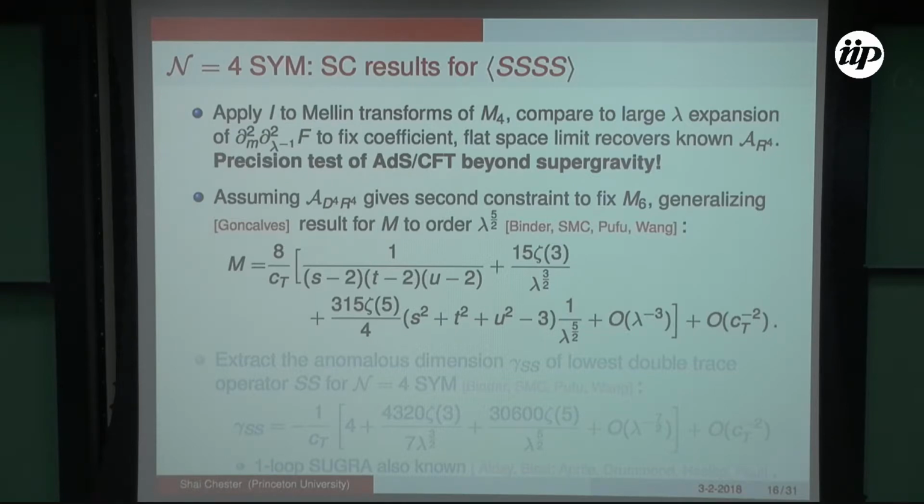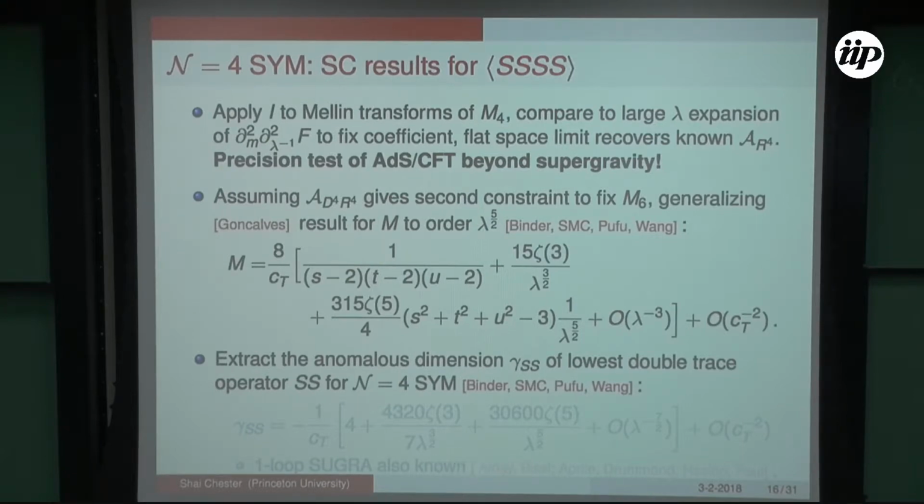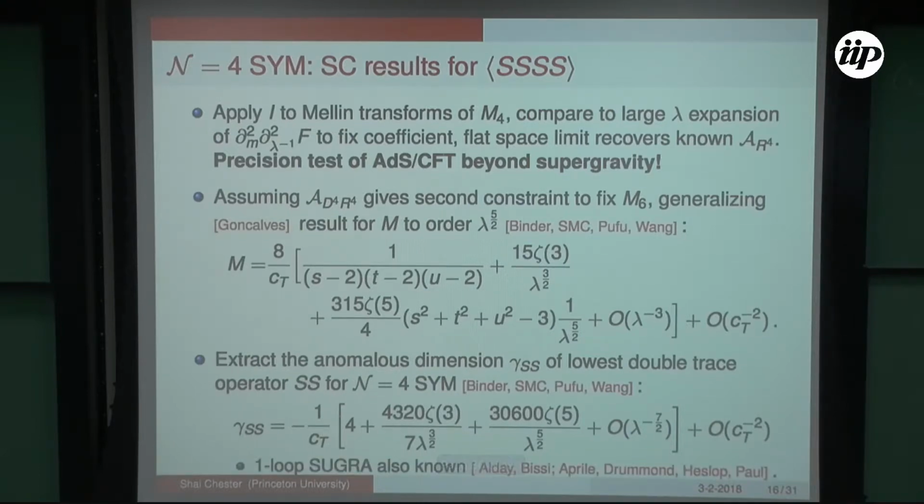This is the Mellin transform of SSSS. The first term is tree level, so it's proportional to 1 over C_T. This is the zeta of 3 term. And then this is the full zeta of 5 term, obtained by using both localization and the known answer. Great. In particular, you can extract the anomalous dimension, and this gives a prediction for the anomalous dimension given here. I should note that the one-loop supergravity term has also been computed by these people, some of whom are in the audience. But this is beyond supergravity.